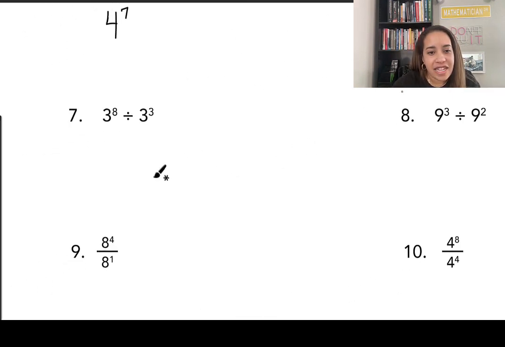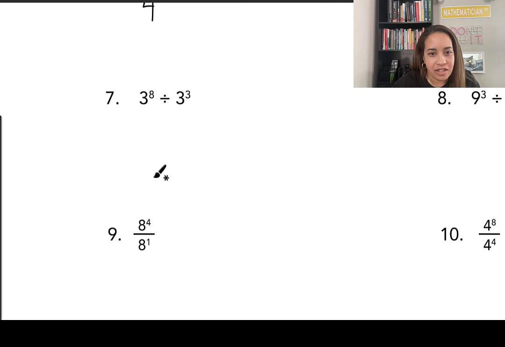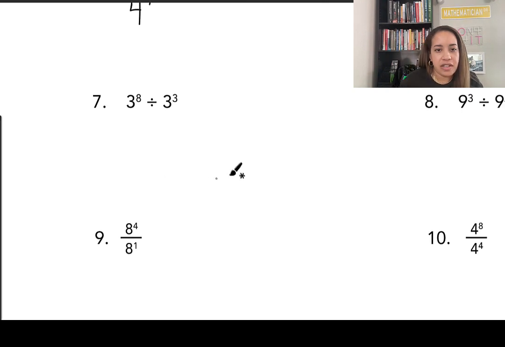Number 7 is switching over to division. Our division rule tells us to keep the base the same and subtract the exponents. 8 minus 3 gives us 5. So I'm copying down my base and again subtracting. 8 minus 3 gave us an exponent of 5.